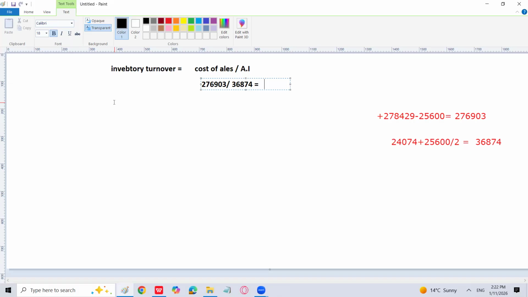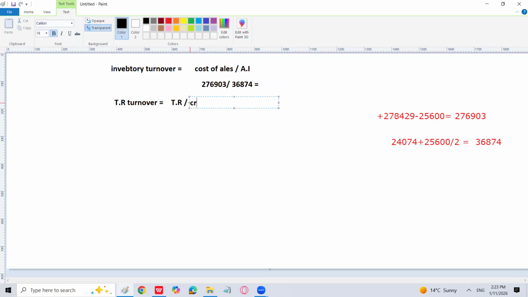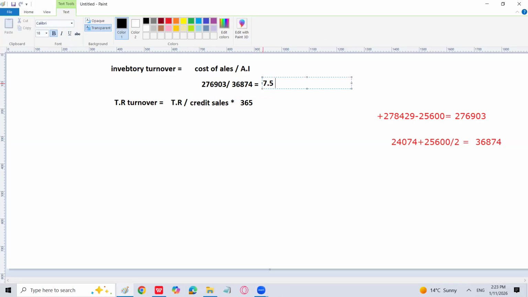Yes. Next, we are going to calculate trade receivable turnover. That we have done last time also. Trade receivable over credit sales into number of days in a year, which is 365. The answer is going to be 7.5 times. So let me write here, 7.5 times is the answer.